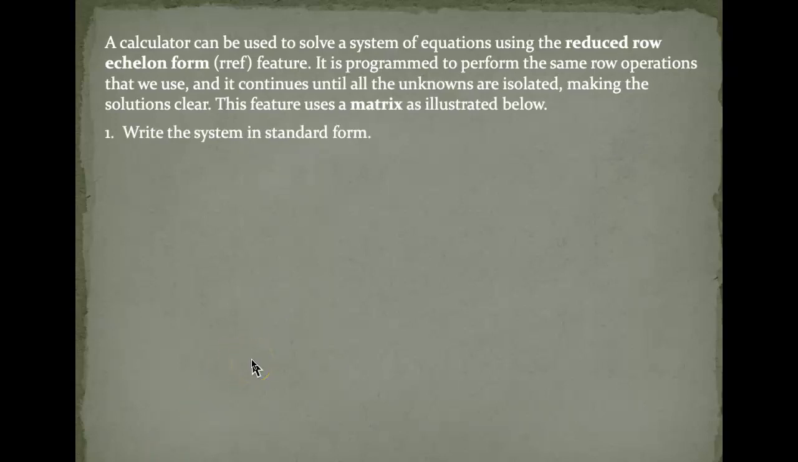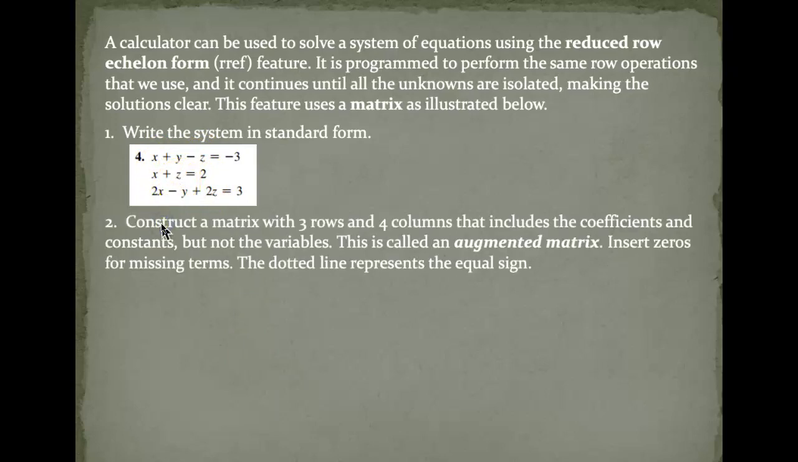So what you do first is you write your system in standard form. So we've got our system of three equations and three unknowns in standard form. Now notice there's not a y value here, so we have to be careful with that. We want to construct a matrix with 3 rows and 4 columns that includes the coefficients and the constants, but not the variables. This is called an augmented matrix. And we're going to insert zeros for the missing terms. Notice we're missing that y, so we're going to put a 0 in there.